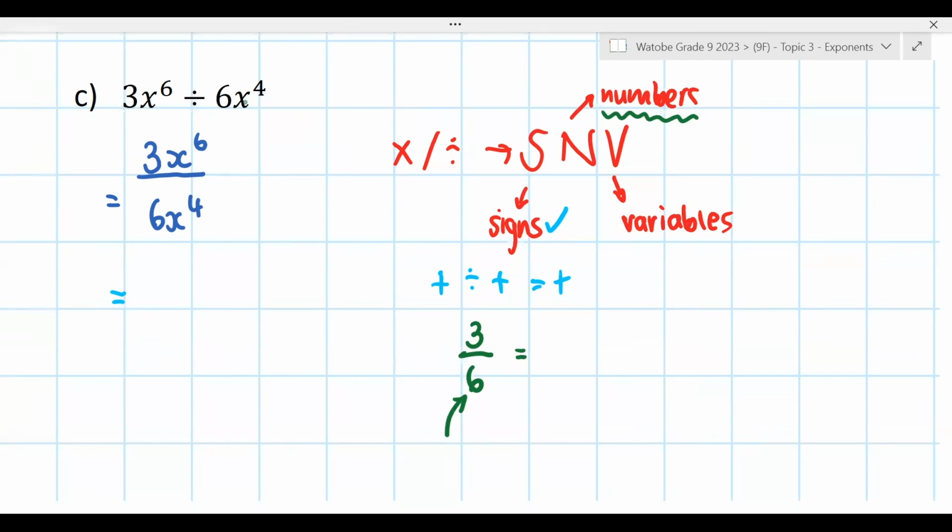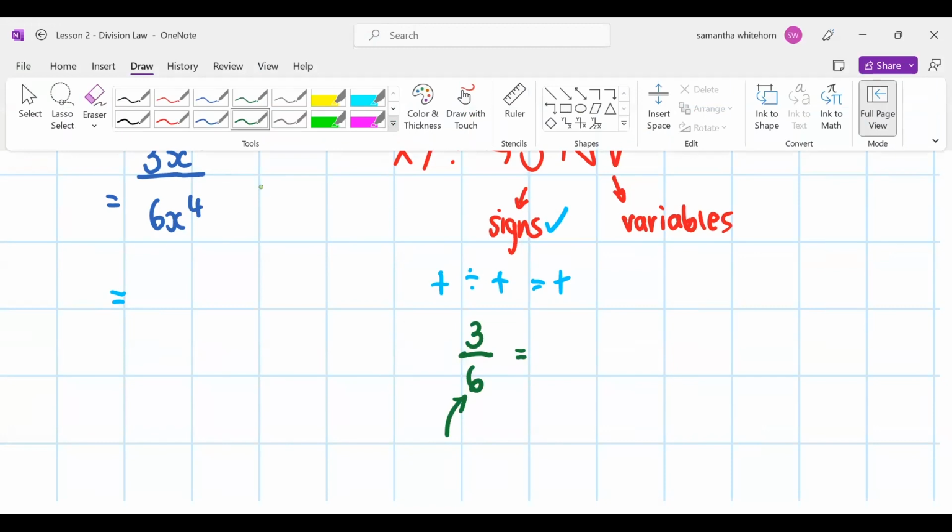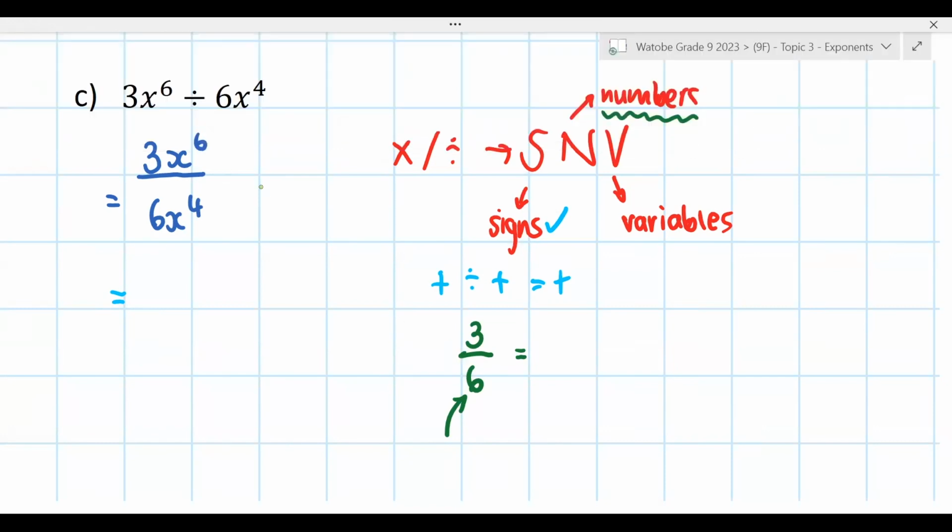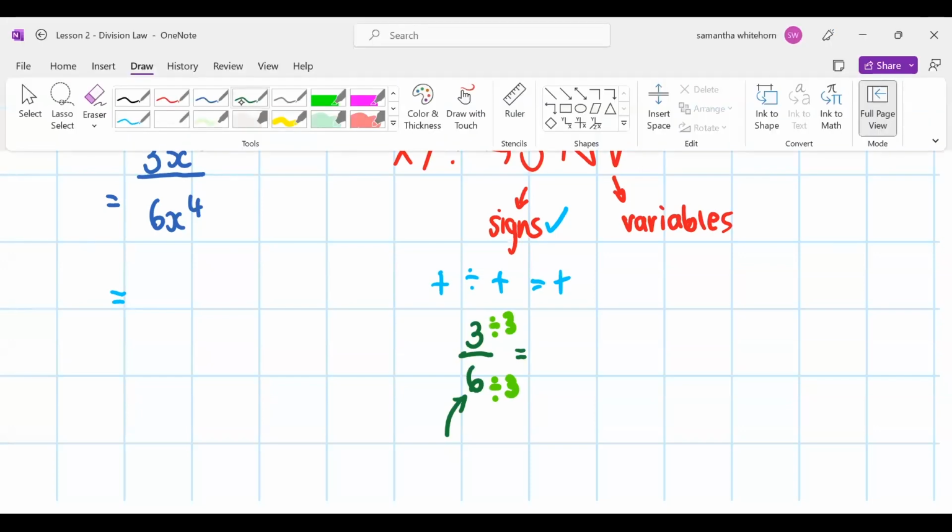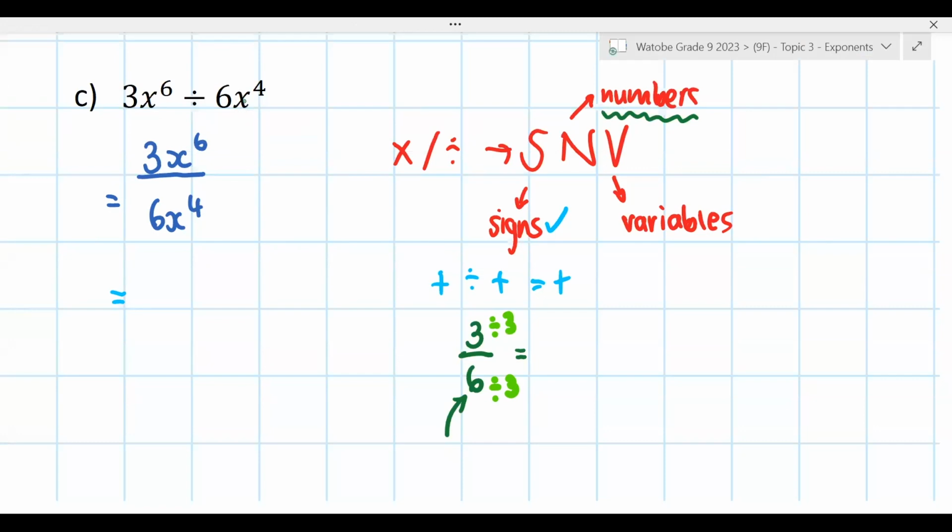Now, remember, when we simplify fractions, you can do it on your calculator, but what we do is we ask ourselves what number can divide into both of these. So we know that 3 can divide into both 3 and 6. That will simplify this fraction. And so this fraction simplifies to 3 divided by 3, which is 1, and 6 divided by 3, which is 2. So in terms of my numbers here, I now have 1 over 2. So that's my numbers done.